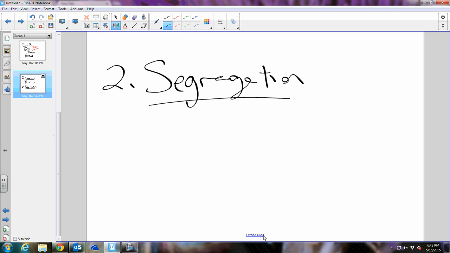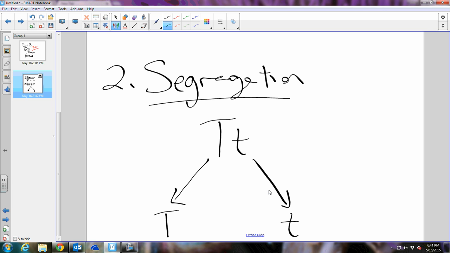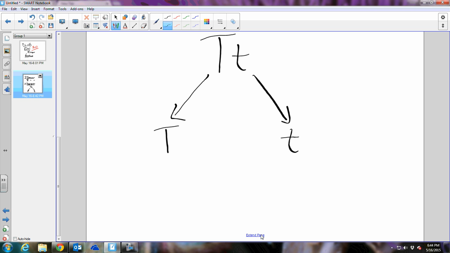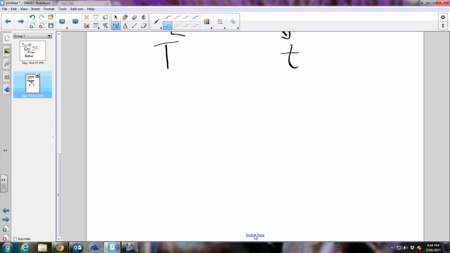All right, and the principle of segregation says this, that every organism has two copies of a gene. And let's say that's their genotype, which is just their genetic makeup. That organism, when it's making gametes, has an equal chance to pass the big T as it does the little t. We often show this by doing something called a Punnett square.